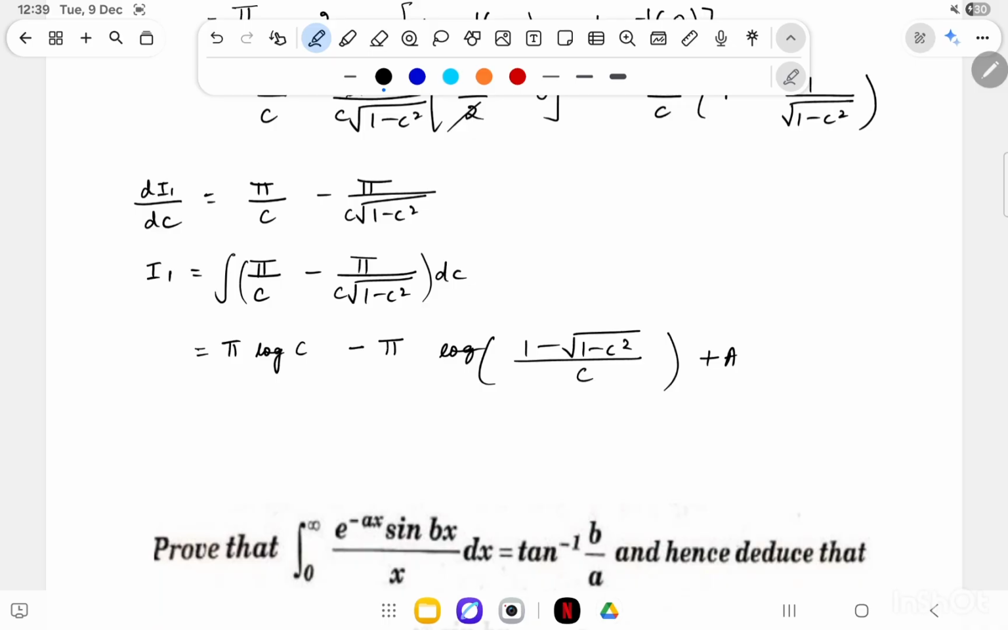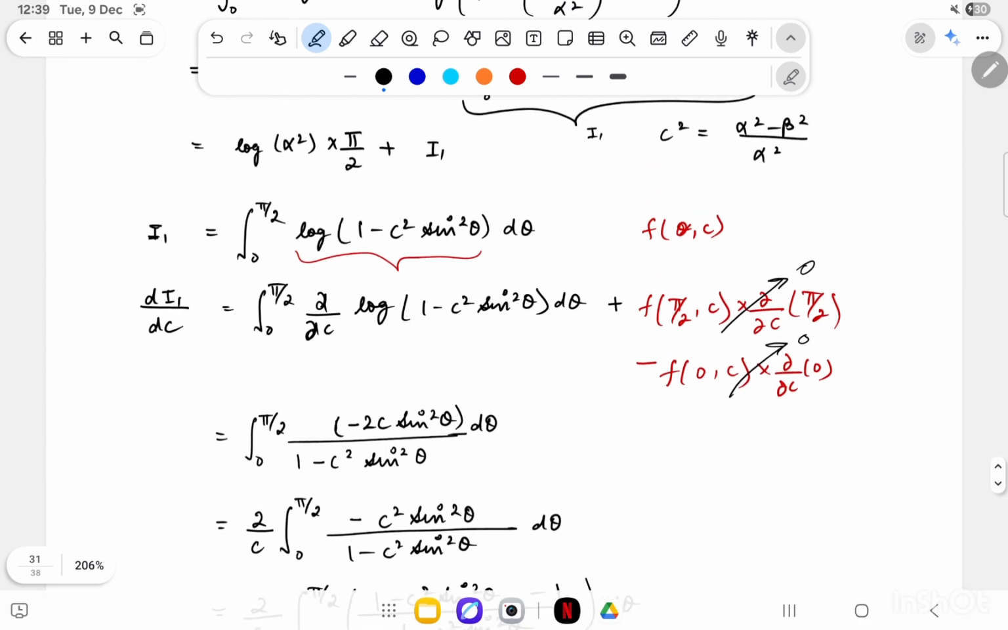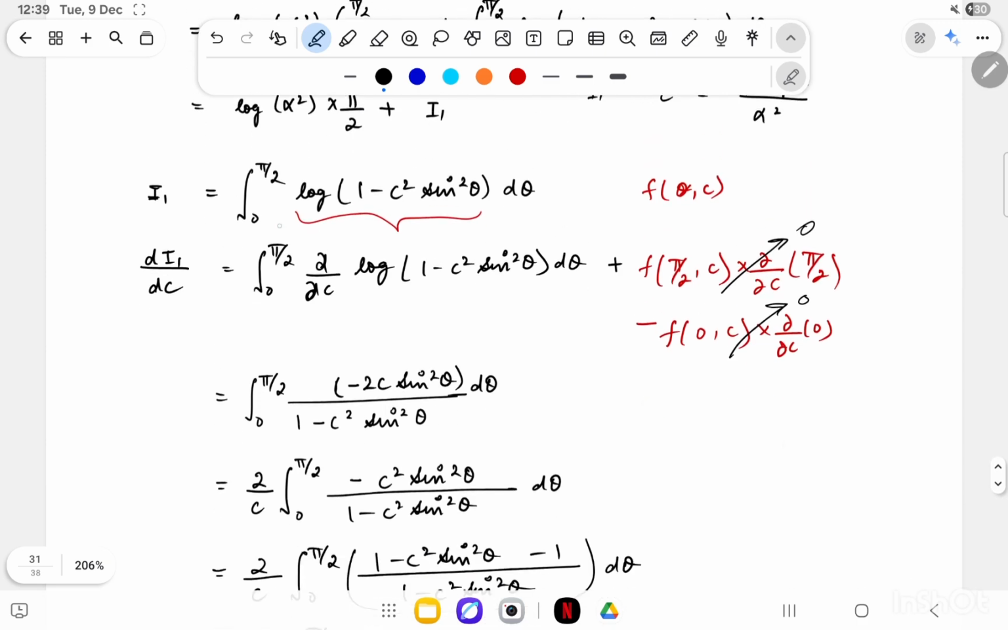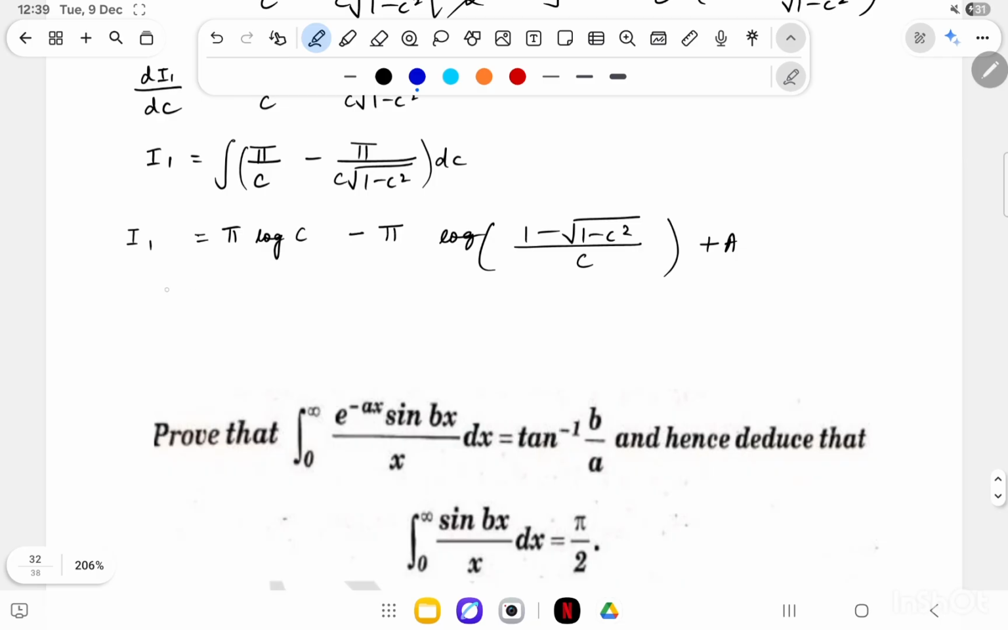So we got I1(c) as this, but we know that our I1 was basically equal to this. So if we evaluate I1(0), from this equation, it will be equal to the integral from 0 to π by 2 of log 1, since I plugged in 0, so it will be log 1 only, that is 0. So it will be equal to 0 only. So I1(0) is 0.